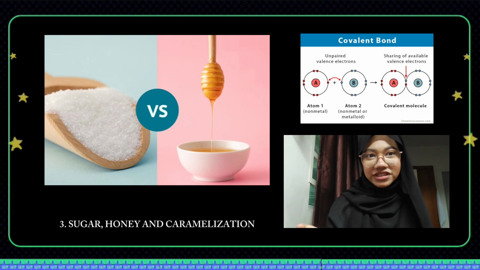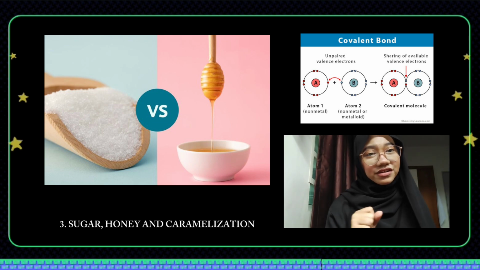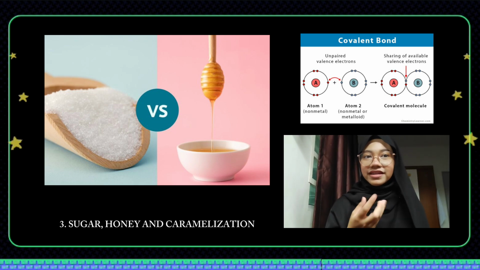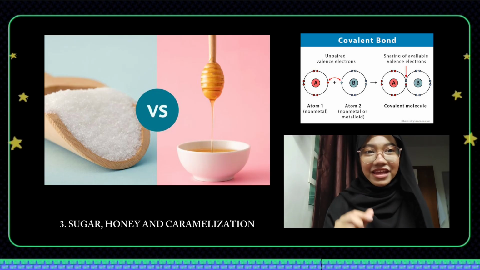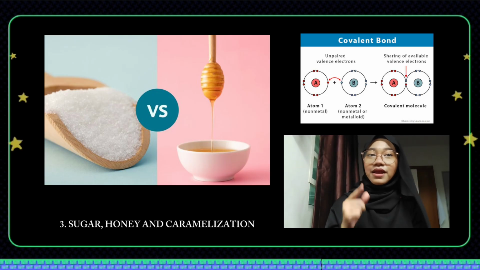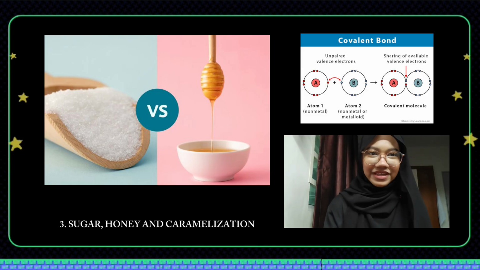So in conclusion, sugar and honey are not just for sweetness, but they are chemically active ingredients that play an important role in baking. So that's all from me.